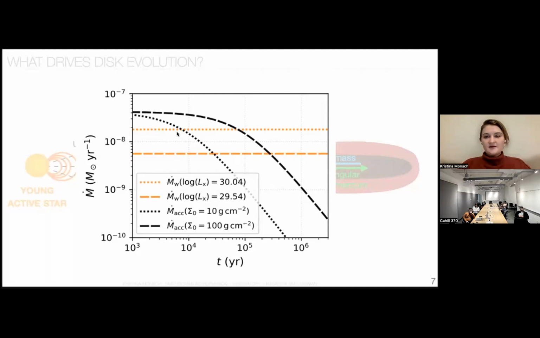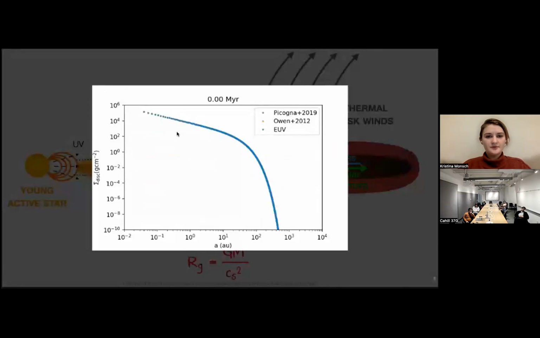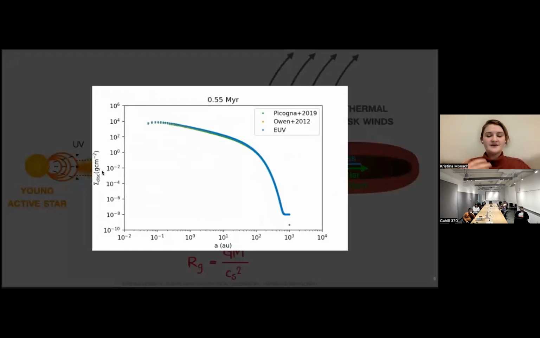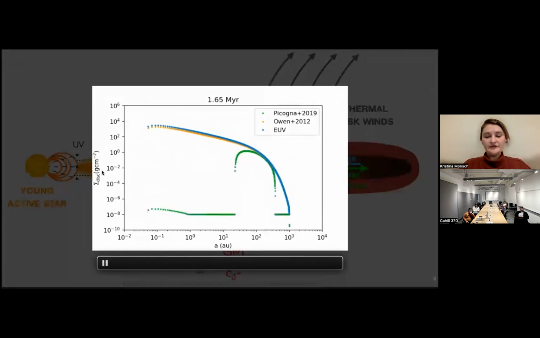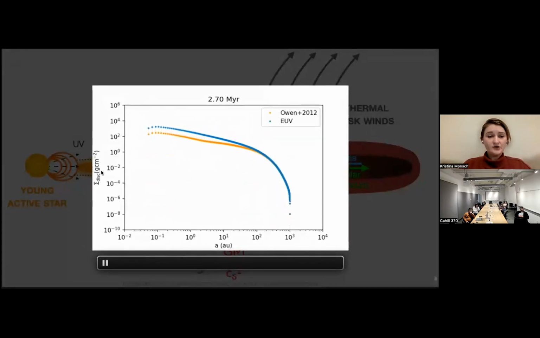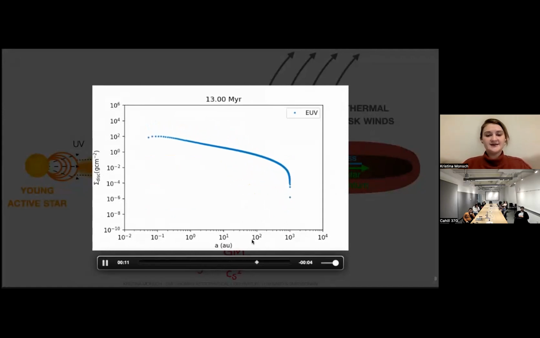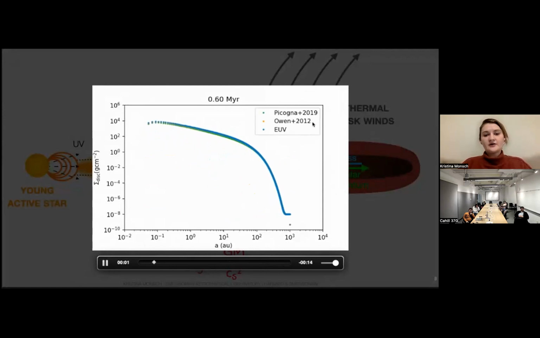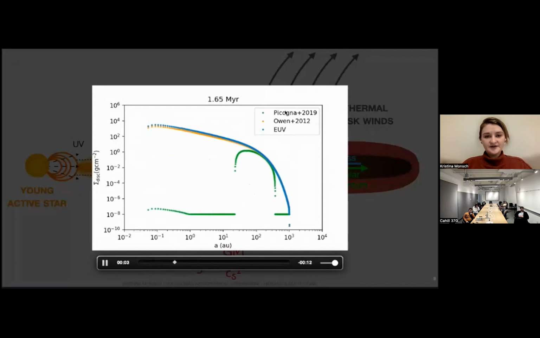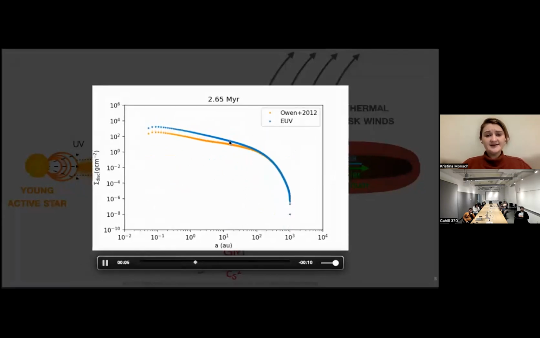And this video here shows you an example of how this would look for disks. The y-axis is the 1D surface density, and the x-axis is the radius of the disk. I'll talk in a second about these different lines, but they're basically all showing the same behavior.